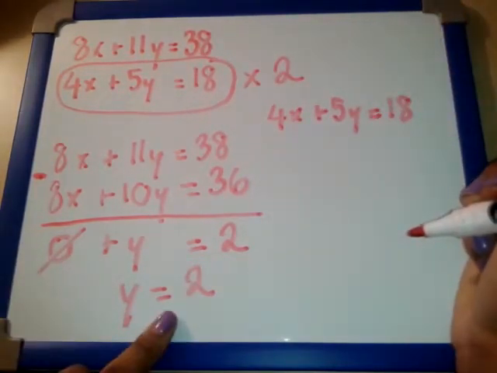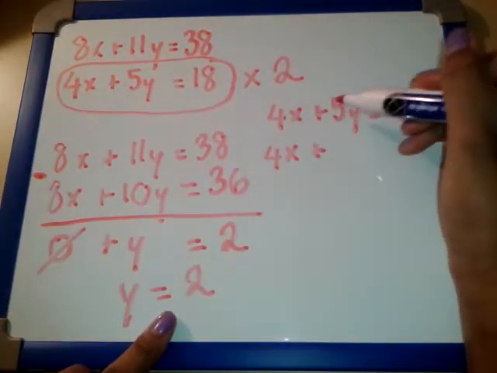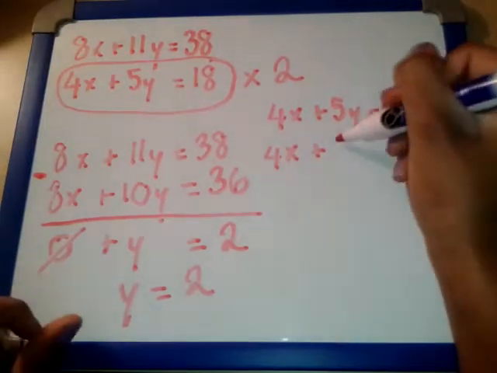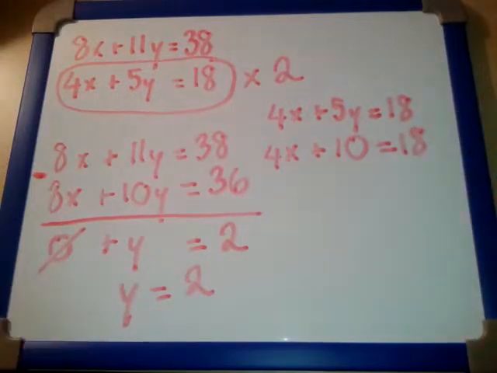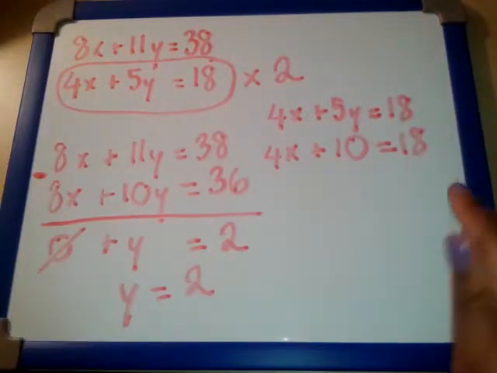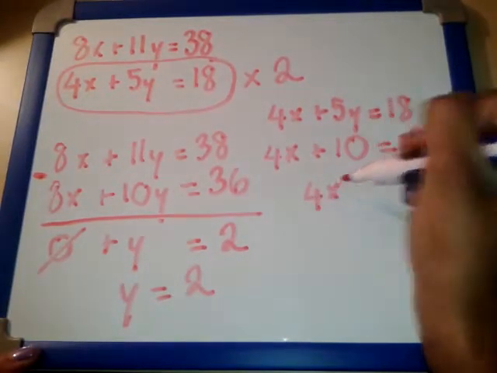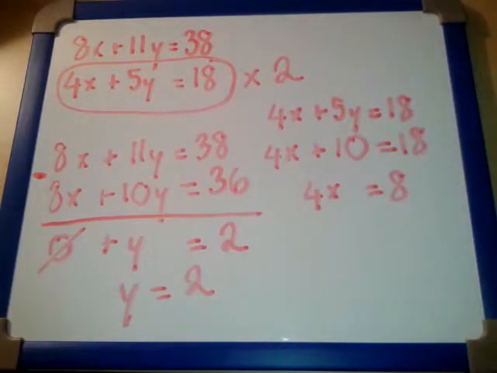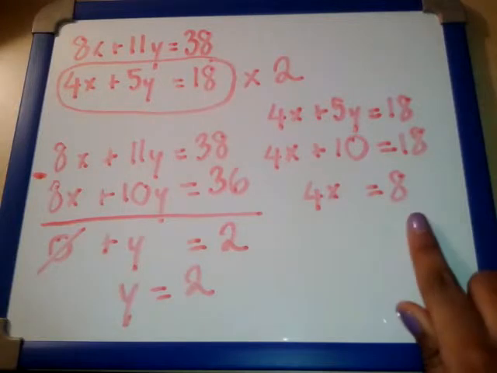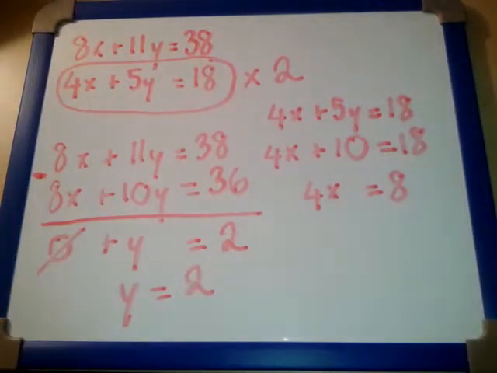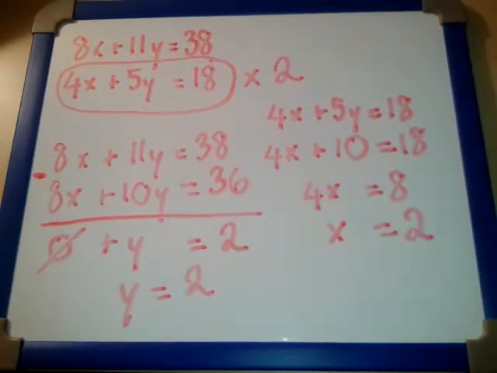We know that y equals 2, so we can rewrite the equation. 5y, 5 times 2 equals 10, plus 4x equals 18. So the next step is to take away 10 from both sides. And this will give us 4x equals 8. So by taking away the 10 from both sides, we have now got all the x's on one side and all the numbers on the other side. And all we need to do now is to divide both sides by 4 to get x equals 2.